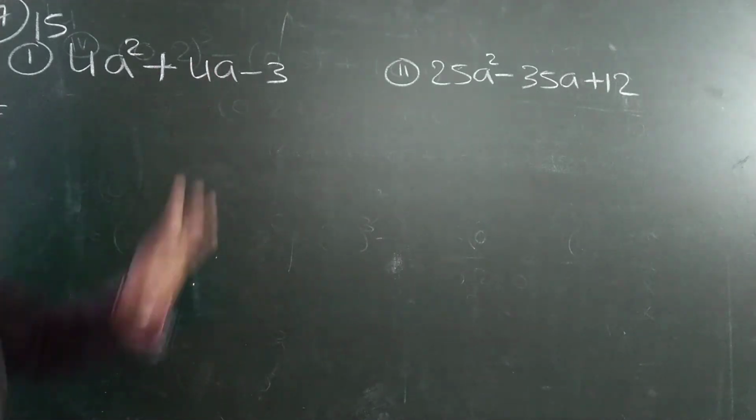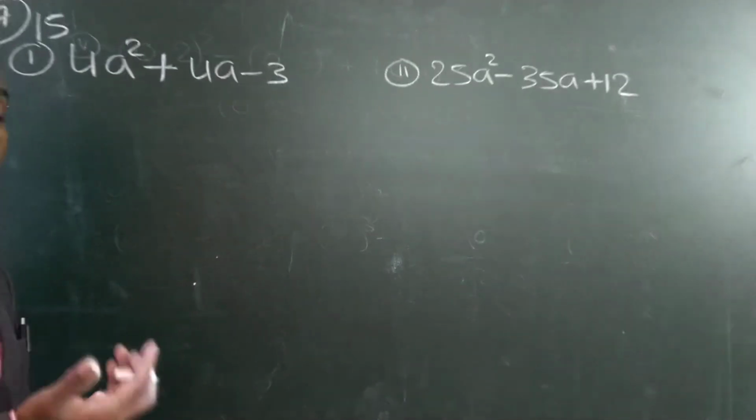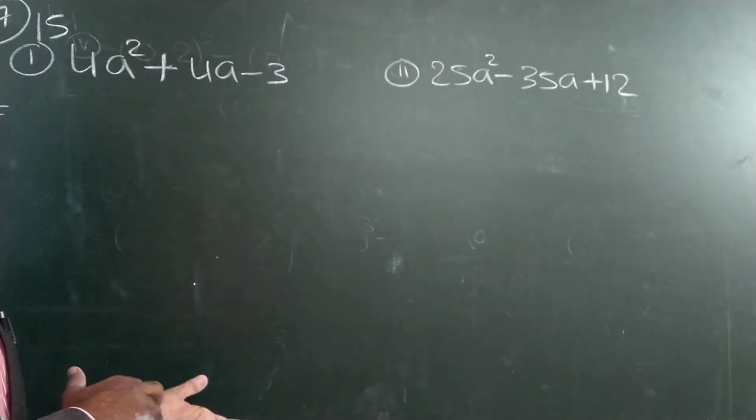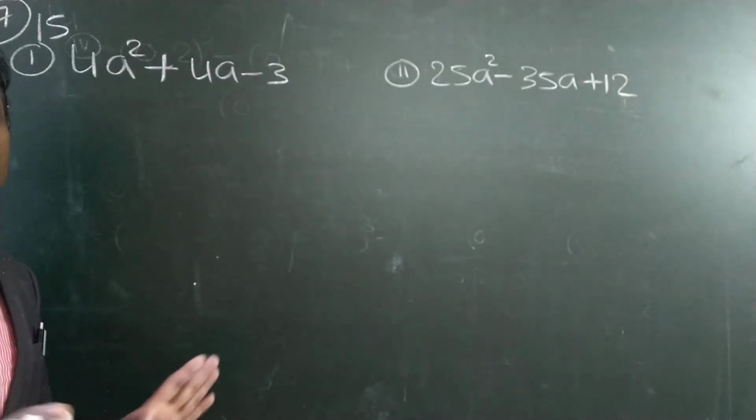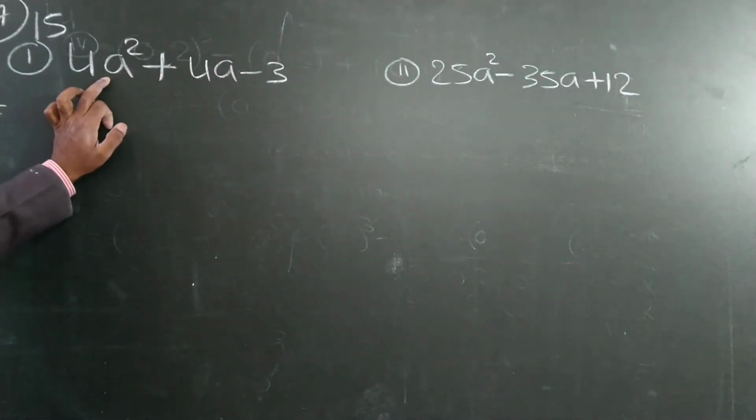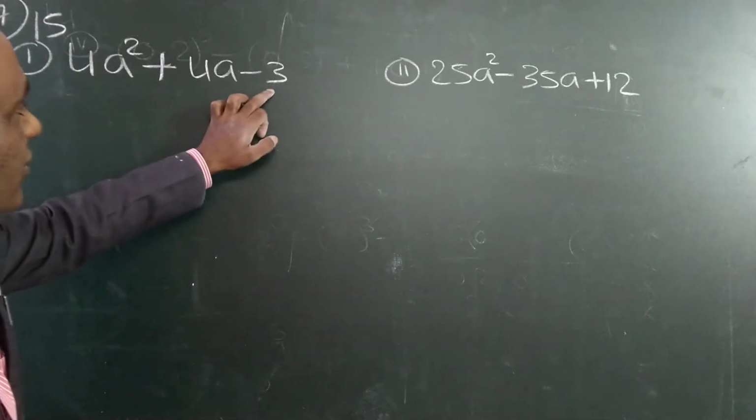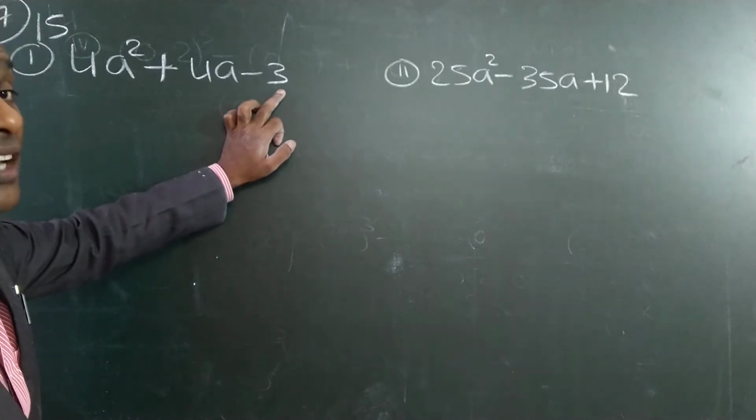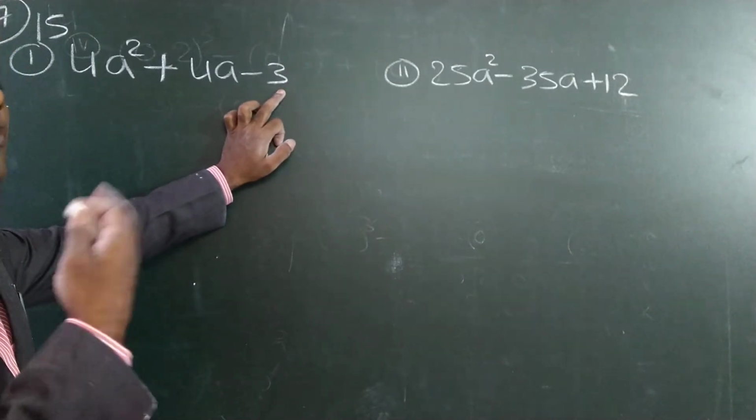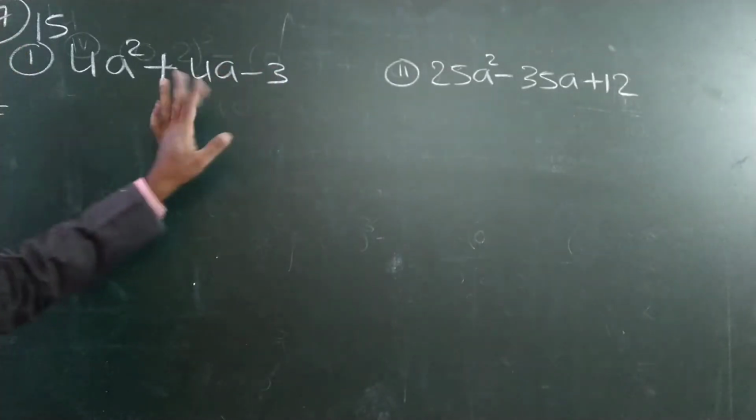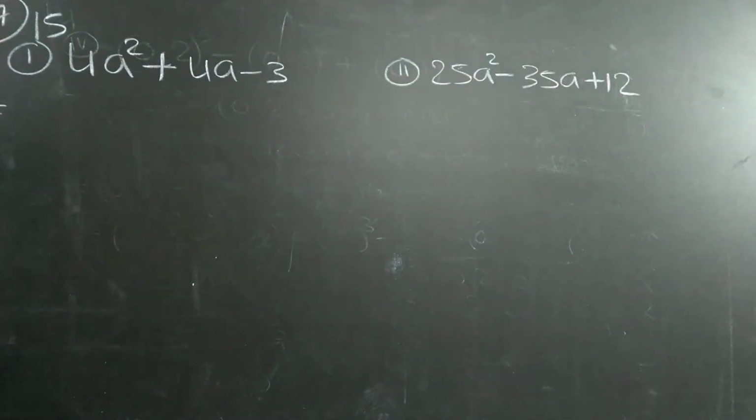If we have 3 terms, it should be in the form of (a plus b) whole square or (a minus b) whole square, or normal factorizing. This is not (a plus b) whole square because 4a square is 2a whole square, but 3 is not a perfect square. We can't write 3 as something whole square. So it is normal factorization.